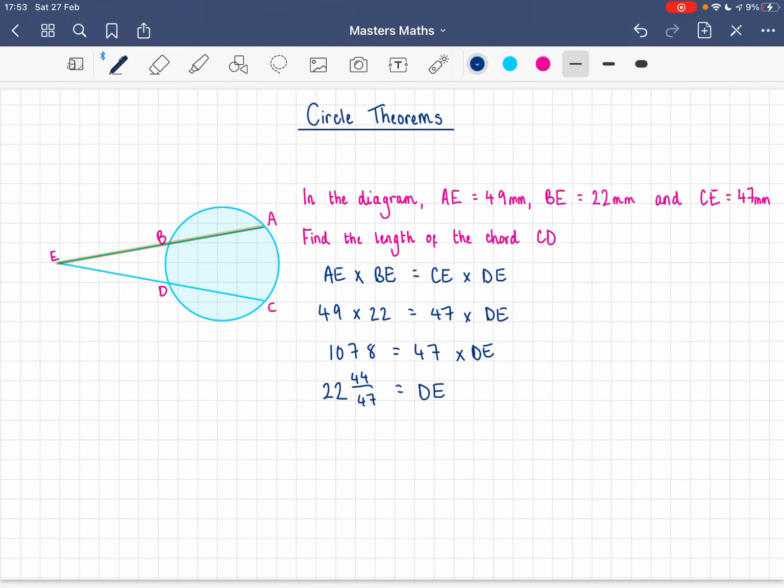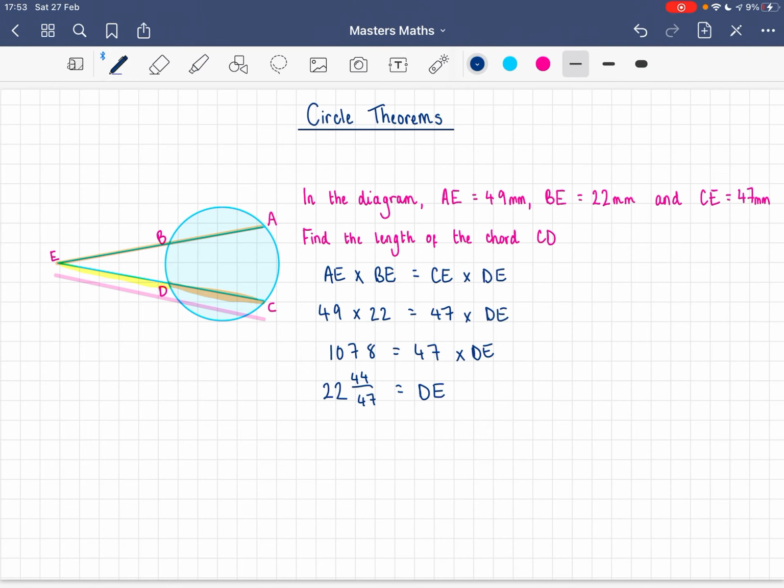Now, that's not what we've been asked to find. What we've been asked to find is this part, is D to C. Is called CD or DC. What we have is this full length is 47. This length is what we've just worked out. This yellow bit is what we've just worked out. And the orange bit is what we need.